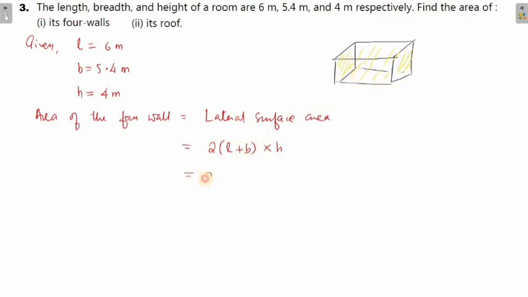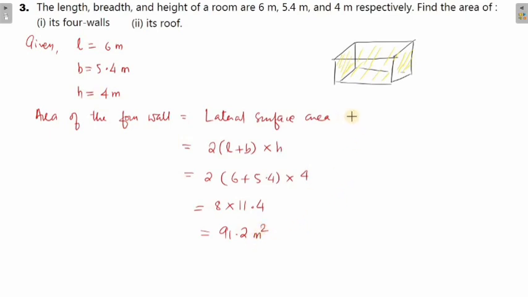Now let's put the values. 2 into (L plus B) into H. L is 6 plus B, which is 5.4, into H, which is 4. So we have 2 into 4 is 8, into, when you add them, you get 11.4. When you multiply 8 into 11.4, you get 91.2. Since this is area, your unit is going to be meter square.